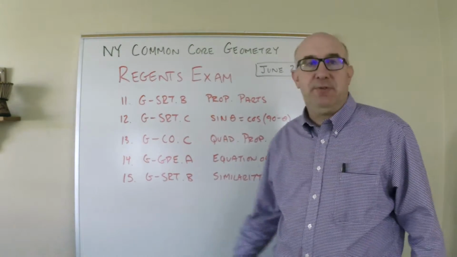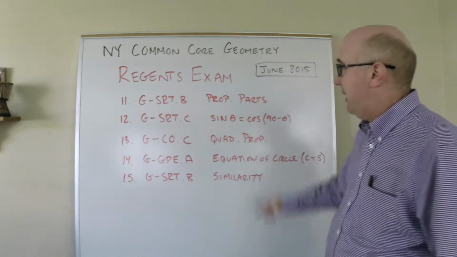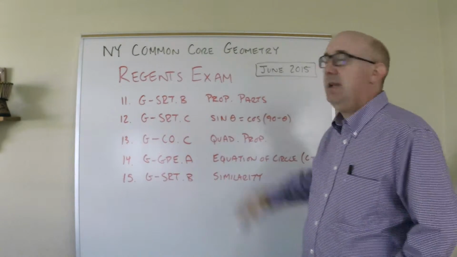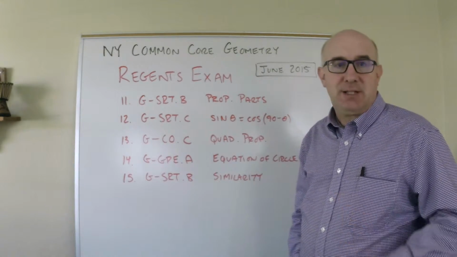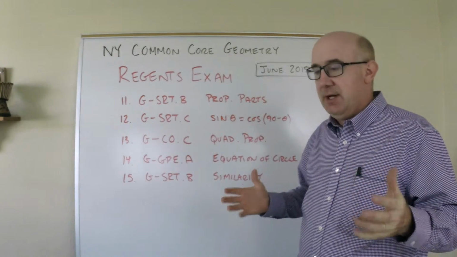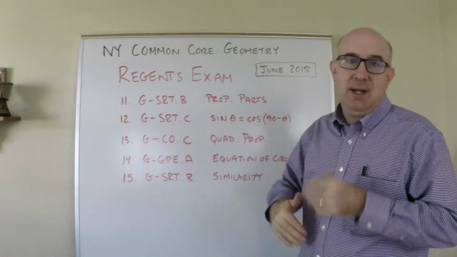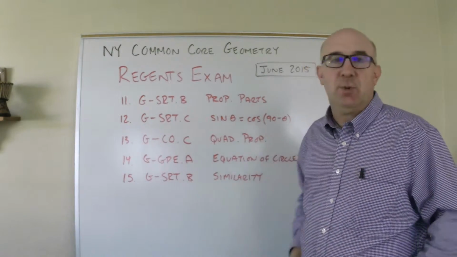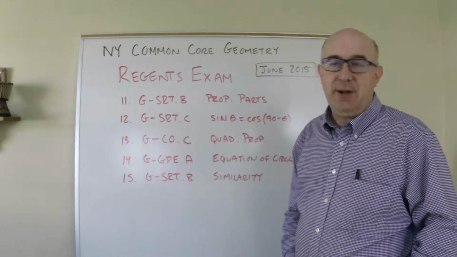Look at the next group of 5 from the Regents exam in June 2015. Question 11 is just a standard classic proportional parts, given a triangle with a triangle inside of it and the proportional parts, just find the pieces. There's a slight little twist to the question, but pretty standard.